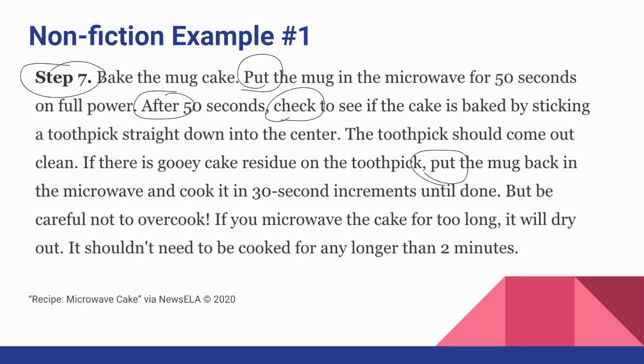The first example, you see step 7. Step 7, bake the mug cake. And you see words like put the mug in the microwave, after 50 seconds, check to see, put the mug back. So just by seeing those words, you should know automatically that this is a process text structure.